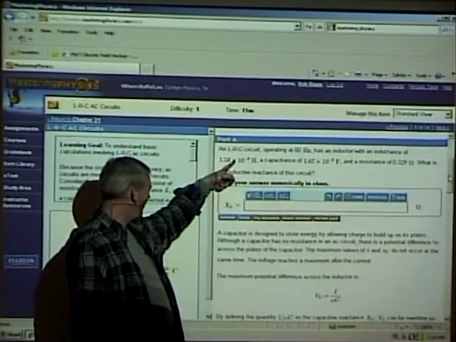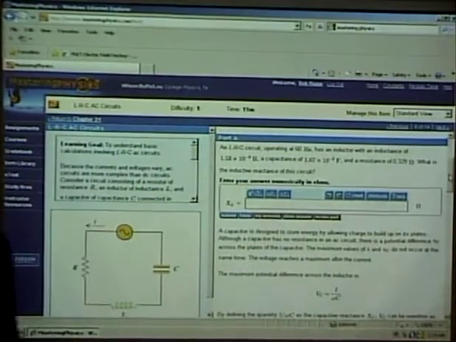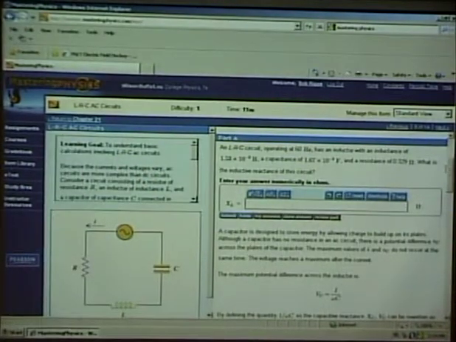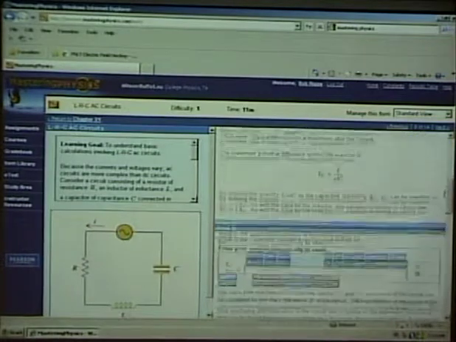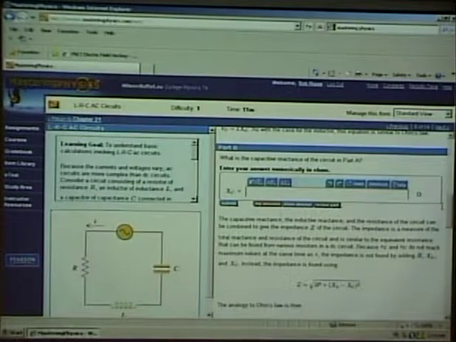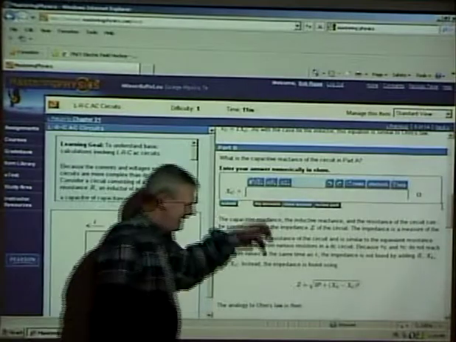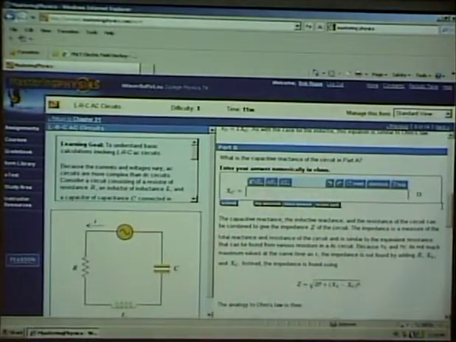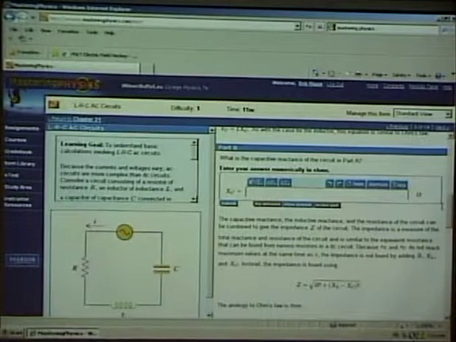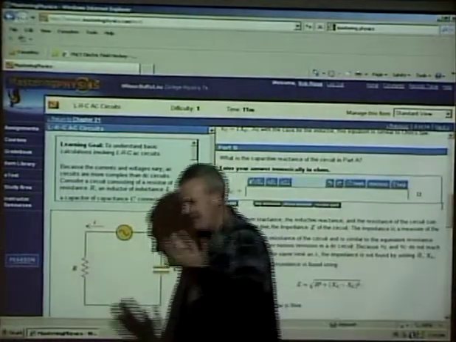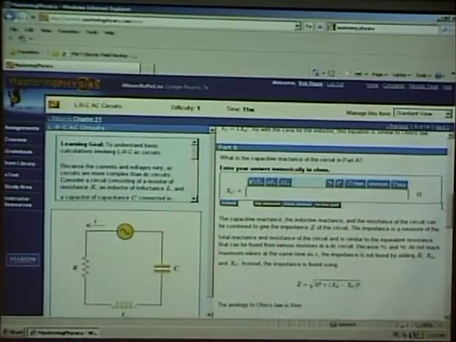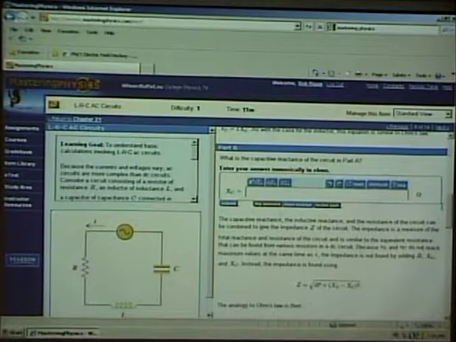the henries. And then they go on and say they want you to find XC, which is okay. Now remember, this is the way I find XC: I can just type in 2 pi times the frequency times the capacitance, and then flip it over. Hit the x to the minus 1 key, the magic key, and it flips it over, and we're in good shape.